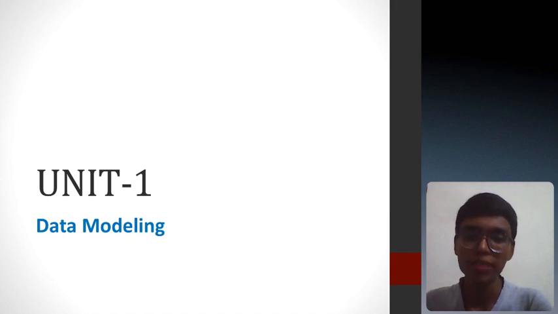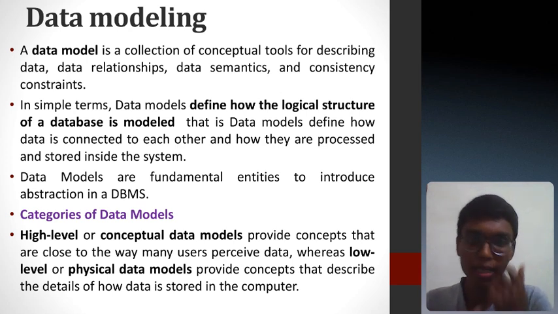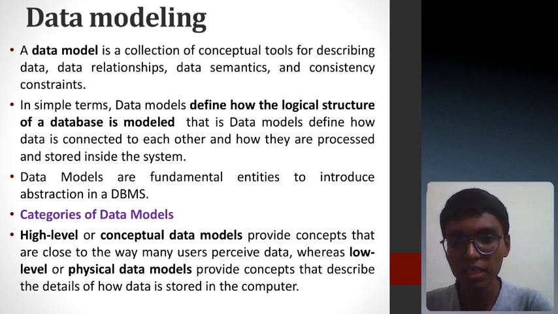So in this assignment we are going to look at data modeling. So let's start. A data model is a collection of conceptual tools for describing data relationships, data semantics, and consistency constraints. In simple terms, data models define how the logical structure of a database is modeled. That is, data models define how data is connected to each other and how it is processed and stored inside the system. Data models are fundamental entities to introduce abstraction in a database management system.